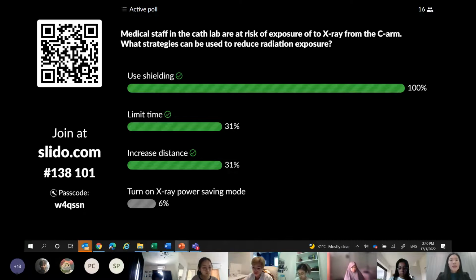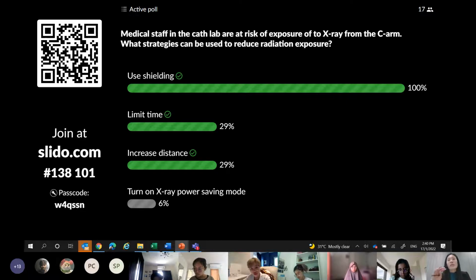The 3 main things that you can do to reduce radiation exposure is definitely, as I mentioned, use shielding. Shielding doesn't mean just the transparent shield that is in between the doctor and the C-arm. Shielding includes your apron. Whenever you're wearing an apron, the LED devices, this is a shield between the radiation and yourself. Limit time, definitely. If you don't have to be in the cath lab, you don't have to be in there, right? So limiting time will reduce radiation exposure, and increasing distance.